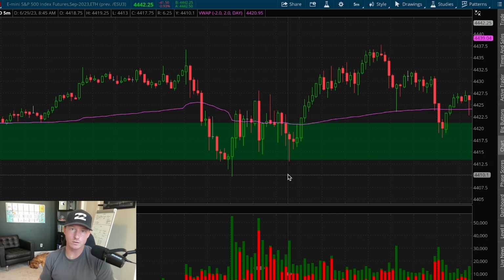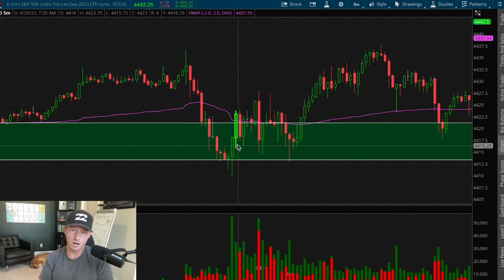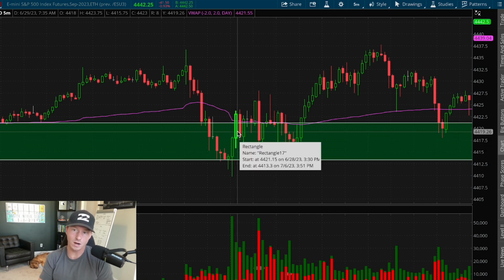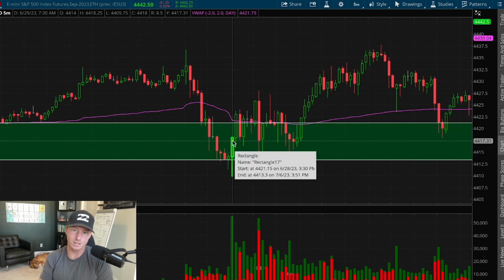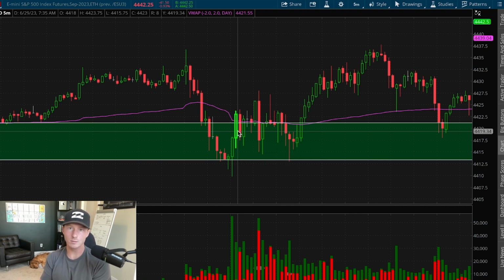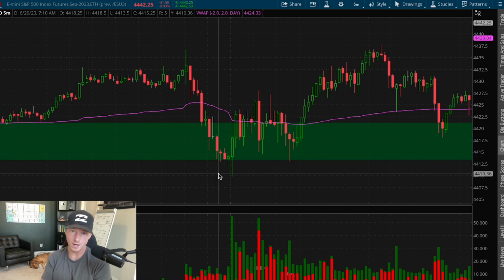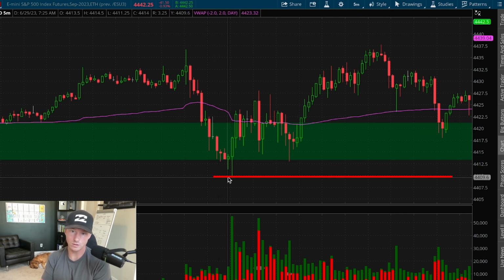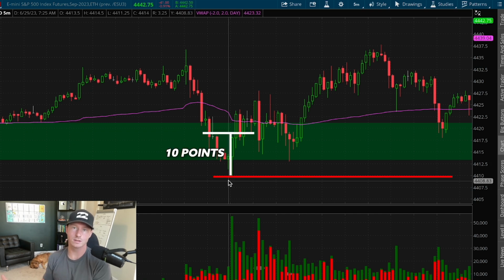If I wasn't waiting for a double bottom on this trade, I probably would have ended up getting in right here. Let's say I was just waiting for this 5-minute candle to close. I would have had to get in at about 44.19. And that's where you have to ask yourself, how much are you going to risk? Where are you going to put your stop loss? In this case, I would have to put my stop loss below this candle, which is 44.09, which means I would have to risk 10 points on this trade.